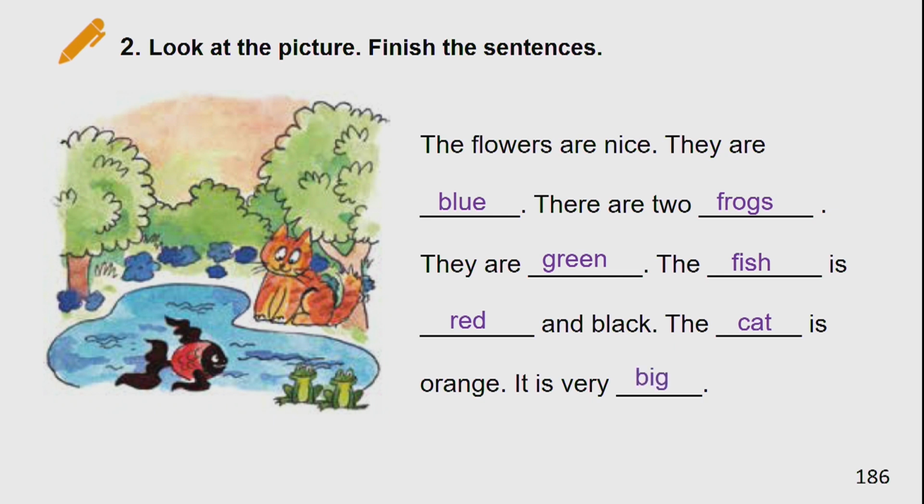Do you guys have the same answers? No? What are the differences? Oh, about frogs. So we say there are 2 frogs. They are funny. Oh, that's your answer. Of course you can use it. What else can we use to talk about frogs? They are green, they are funny, they are small. Yes, true. All right.